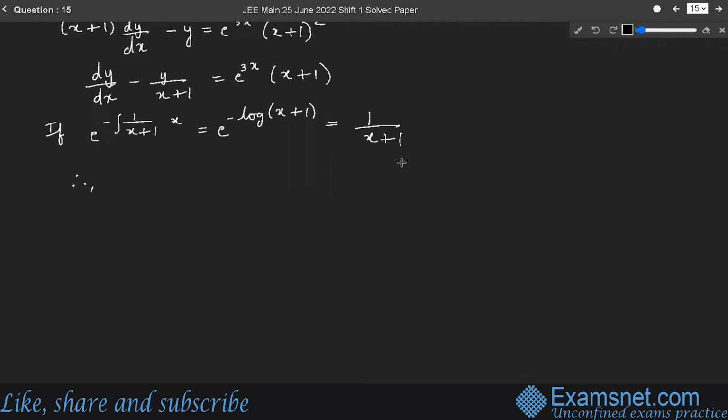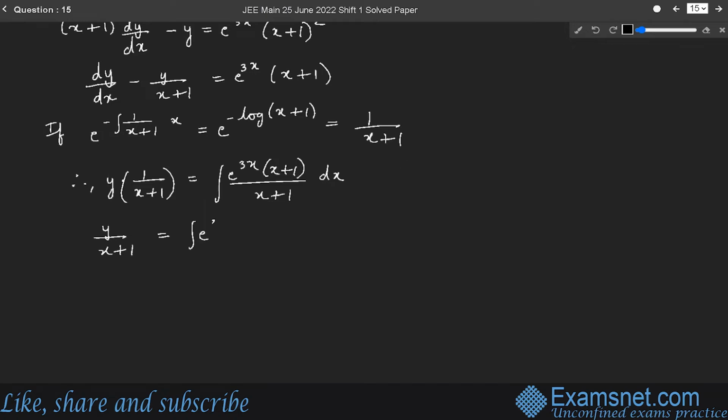Therefore, we can say that y into 1 upon x plus 1 will be equal to the integral of e power 3x into x plus 1 divided by x plus 1 dx. So y upon x plus 1 will be equal to the integral of e to the power 3x dx. So y upon x plus 1 will be equal to e power 3x by 3 plus c. Since we know that y of 0 is equal to 1 by 3, it is given in the question.